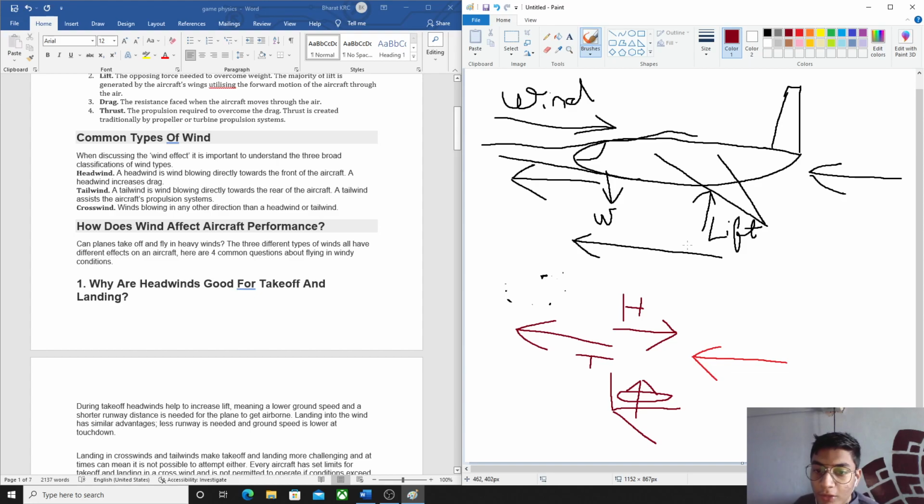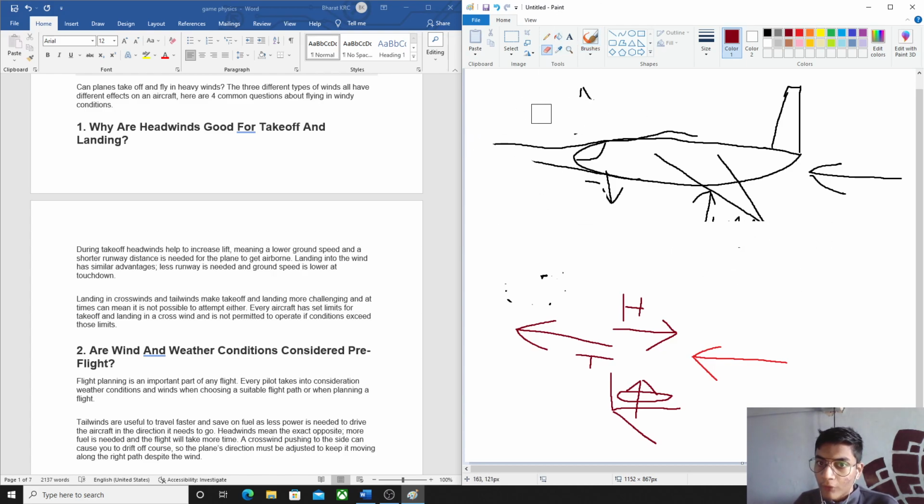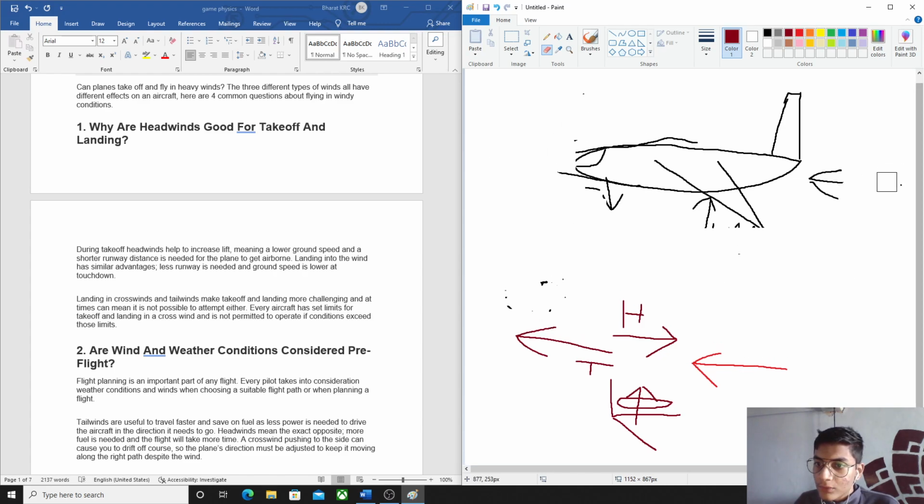Now, moving on, what effect does wind have on the performance of the aircraft? First of all, headwinds. Are headwinds good for aircraft takeoff? As we know, headwinds are directly in the opposite direction of the aircraft. So the aircraft would have to apply more force to overcome the forces of wind, and at the same time cause an acceleration so that it could increase its velocity.